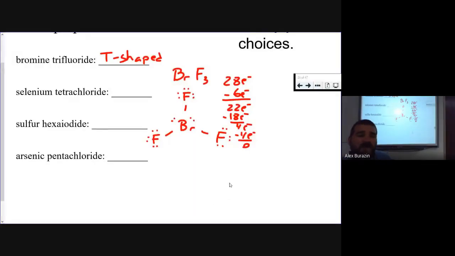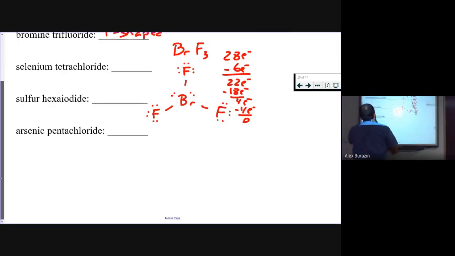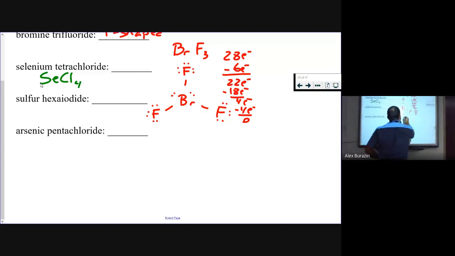All right, so let me go through the next one. The next one is selenium tetrachloride. Again, we got to know what the formula is, right? So selenium tetrachloride, selenium Se, tetra means 4, Cl4. Let's go through the Lewis diagram. I'm going to go down here and just kind of find a spot that works. So SeCl4, total valence electrons to work with. Chlorines have 7, 7 times 4 is 28, selenium has another 6, so 28 plus 6 is 34 to work with.